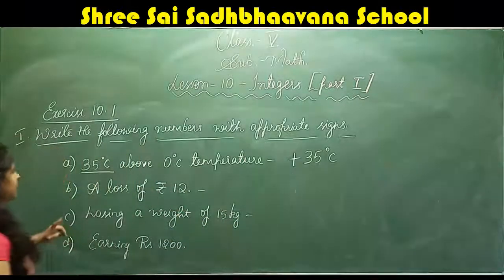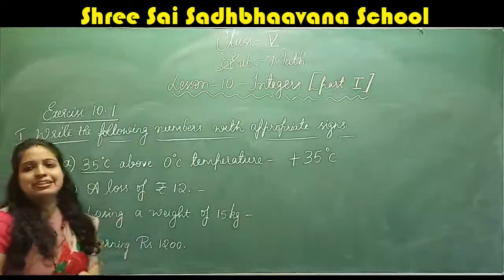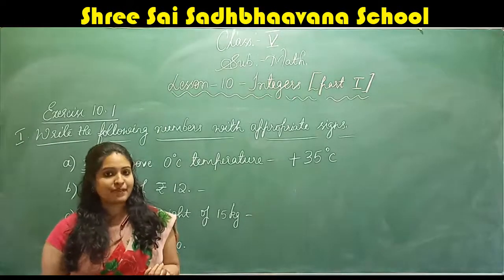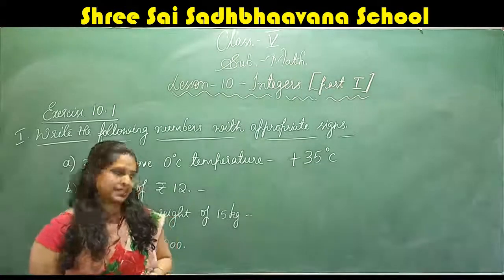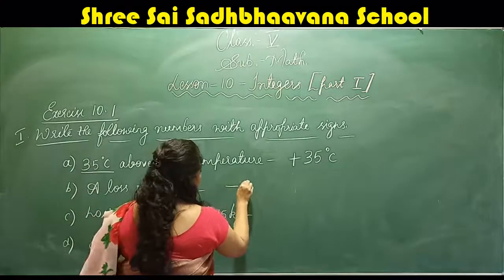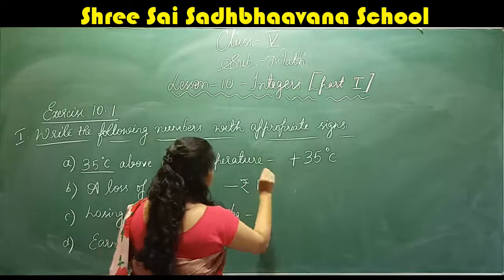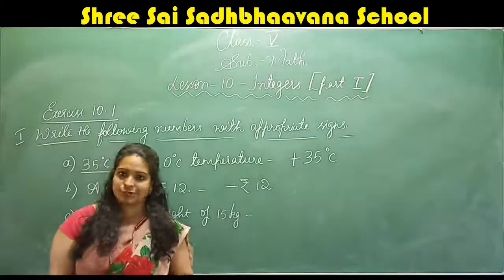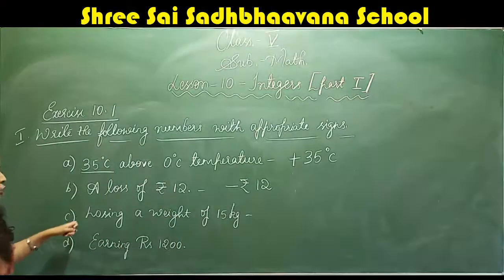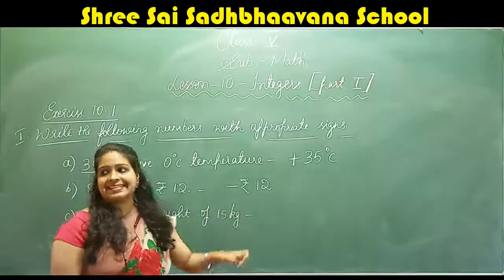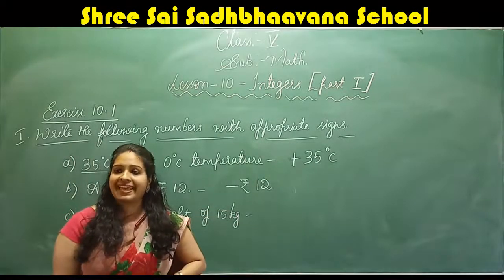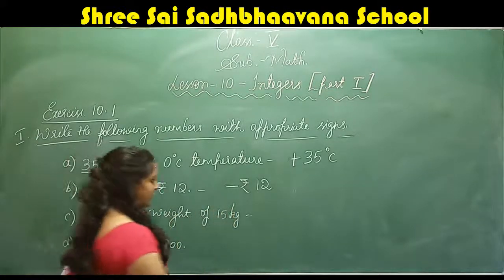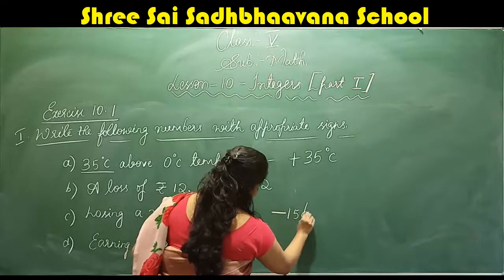Okay. Next, a loss of rupees 12. Here they have given a loss of rupees 12. For loss, we will use the negative symbol. So minus rupees 12. Negative rupees 12. If it is a profit, we will use the positive symbol. The next one, losing a weight of 15 kg. So we are going to denote this 15 kg with the negative symbol. Negative 15 kg.